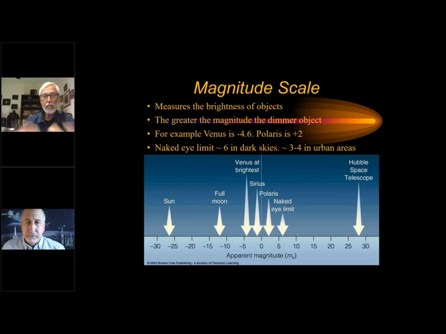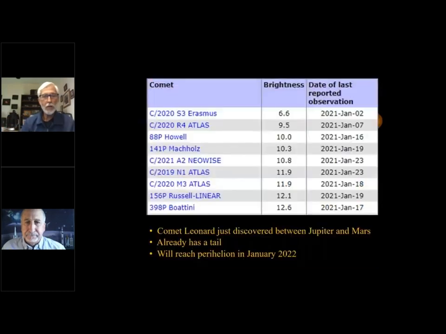So you want to collect this information before you go out. So how does that relate to the comets that are visible now? This I just pulled off of a chart recently. This is all from this month, this year.